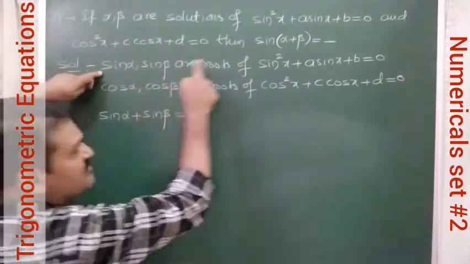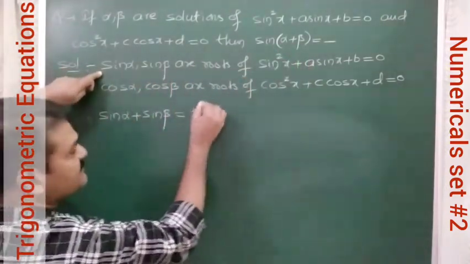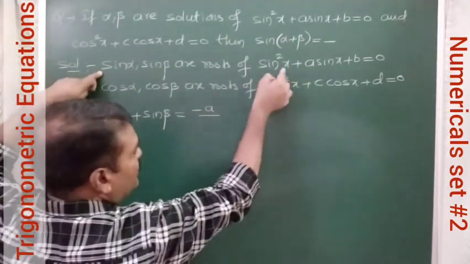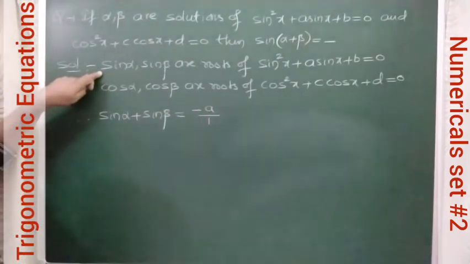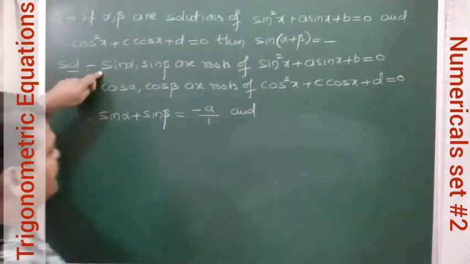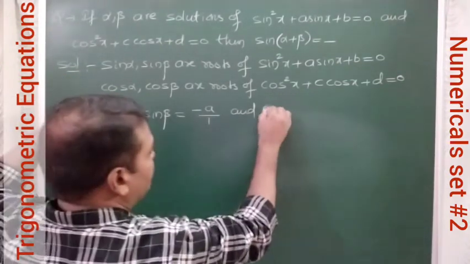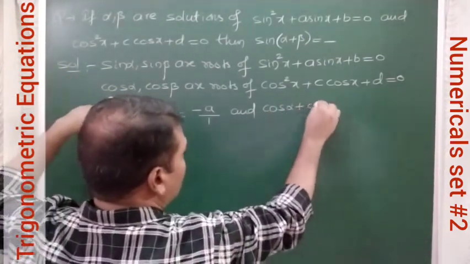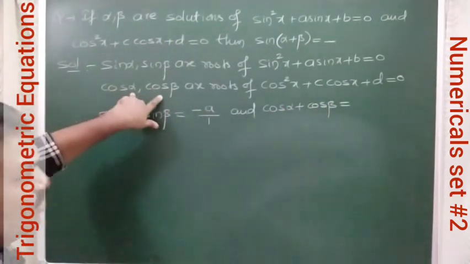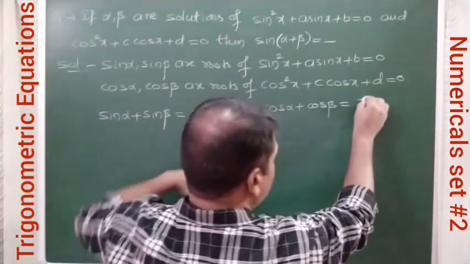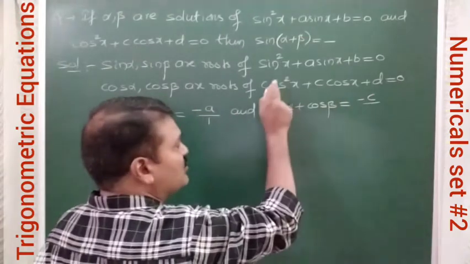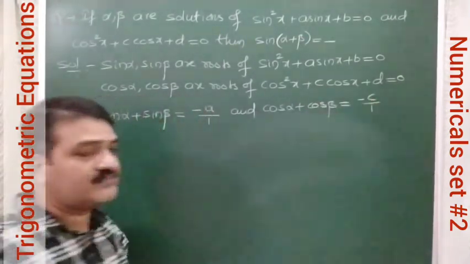What is the sum of the roots formula? Minus the coefficient of the second term by the coefficient of the first term. So minus a we will get. And from the second equation, we will get the sum of the roots as cos alpha plus cos beta. Sum of the roots is equal to the same: minus the coefficient of the second term by the coefficient of the first term.